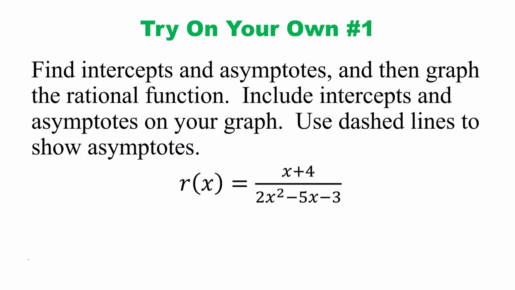Now, on your own, number 1, for this lesson, find intercepts and asymptotes and then graph the rational function. Include intercepts and asymptotes on your graph. Use dashed lines to show asymptotes. And the function is r of x equals x plus 4 over 2x squared minus 5x minus 3.